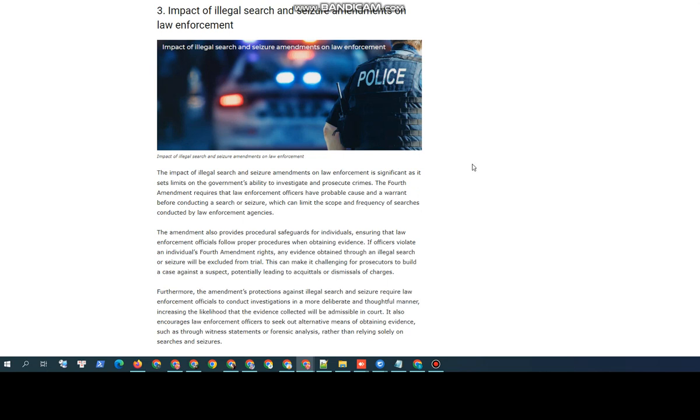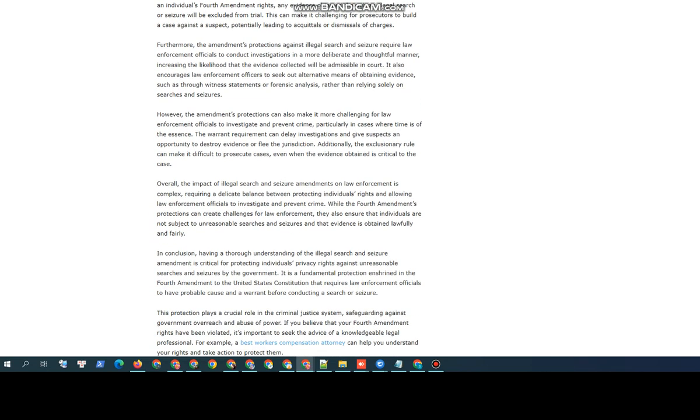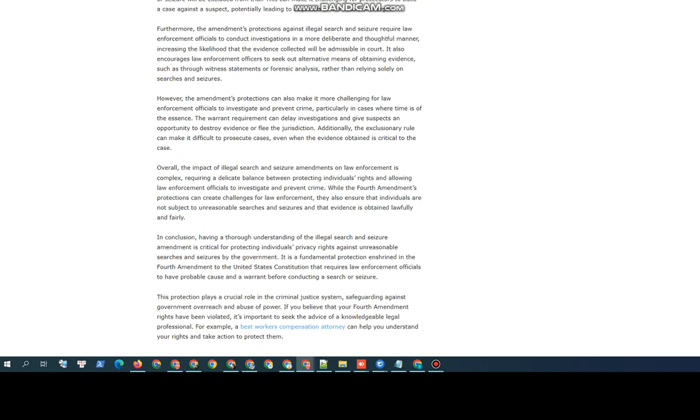Furthermore, the amendment's protections against illegal search and seizure require law enforcement officials to conduct investigations in a more deliberate and thoughtful manner, increasing the likelihood that the evidence collected will be admissible in court. It also encourages law enforcement officers to seek out alternative means of obtaining evidence, such as through witness statements or forensic analysis, rather than relying solely on searches and seizures.